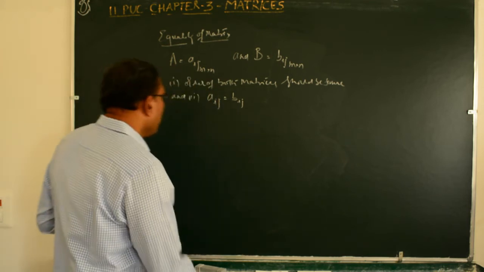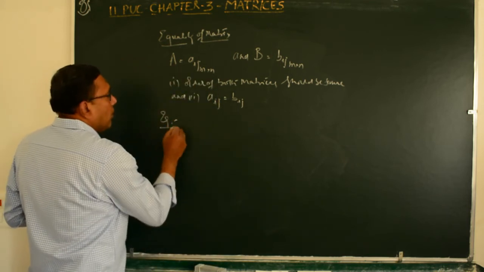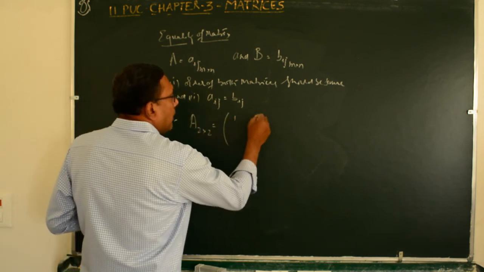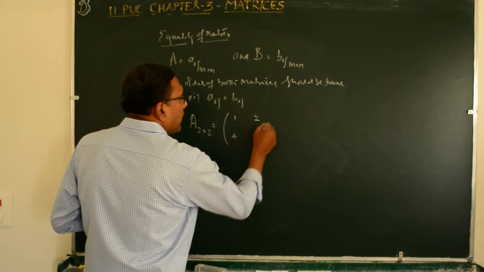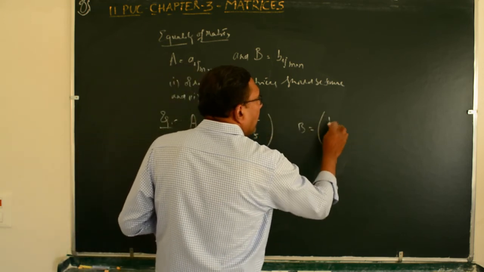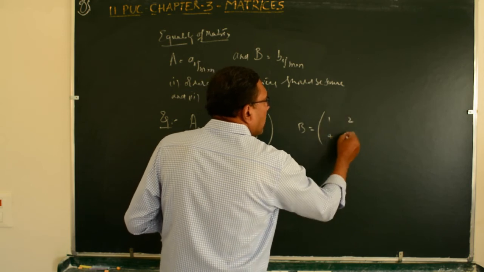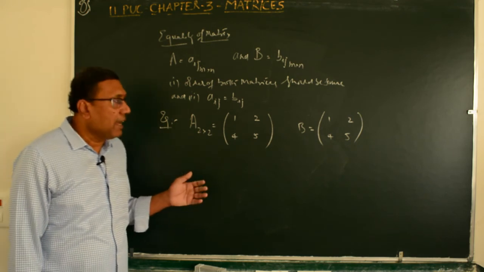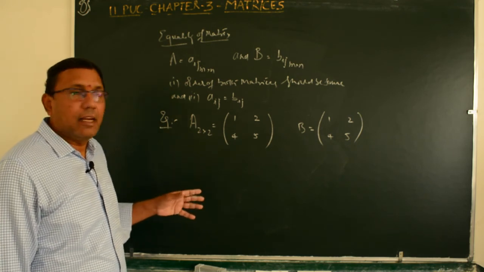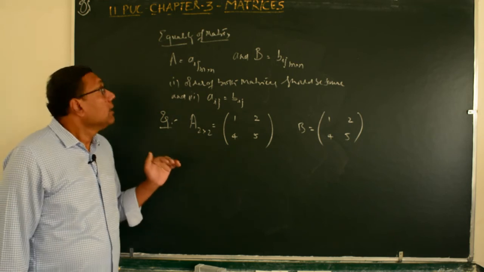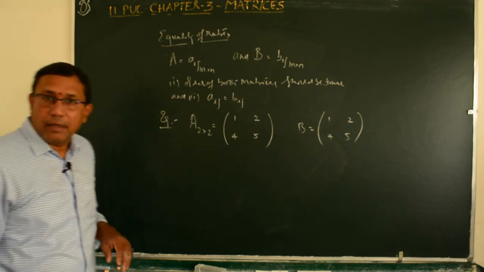Let us take one example. A is 2 by 2, which is 1, 2, 4, 5, and then B is again 1, 2, 4, 5. See, both the matrices are absolutely identical and equal. So this is how we call equality of the matrices.